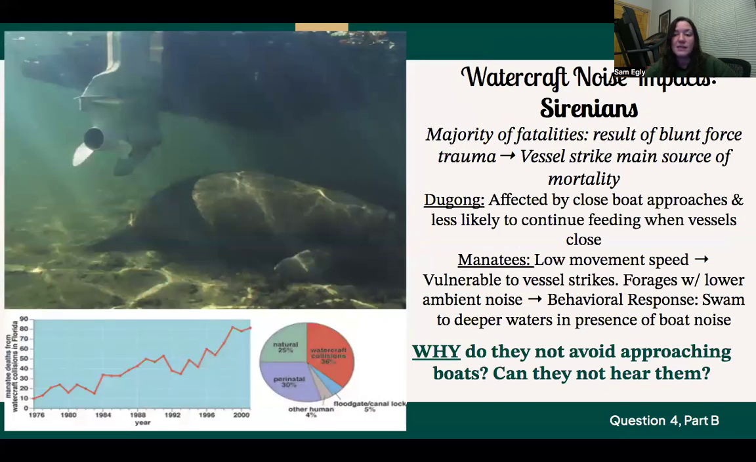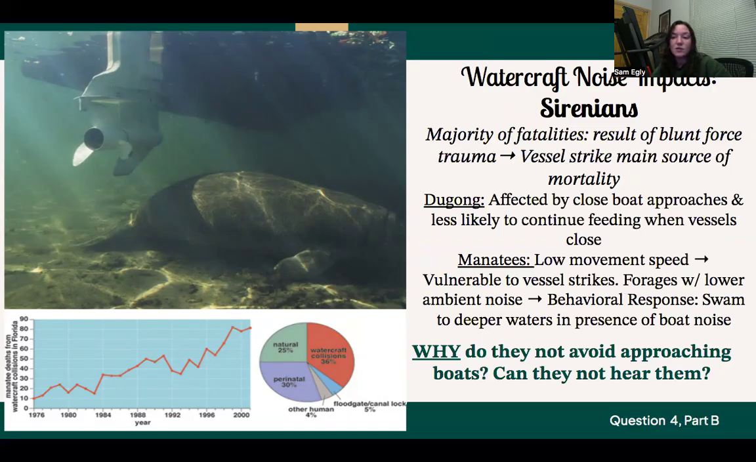So dugongs and manatees. So knowledge about the potential effects of watercraft noise on these animals grew due to the question of why these animals do not avoid approaching boats and whether they perhaps just cannot hear them. So fatal collision with watercraft is a serious problem resulting from blunt force trauma rather than actually the propeller cuts. Manatees move very slowly. They're not a fast-moving species, which makes them more vulnerable to vessel strikes.